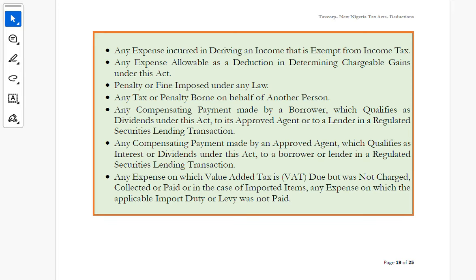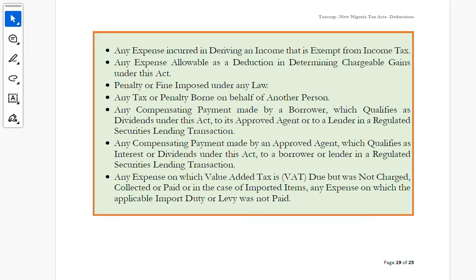Penalty or fine imposed under any law. Any tax or penalty borne on behalf of another person. Any compensating payment made by a borrower which qualifies as dividends. Any compensating payment made by an approved agent which qualifies as interest or dividends. Any expense on which value added tax was due but was not charged, collected or paid, in the case of imported items. Any expense on which applicable import duty or levy was not paid.